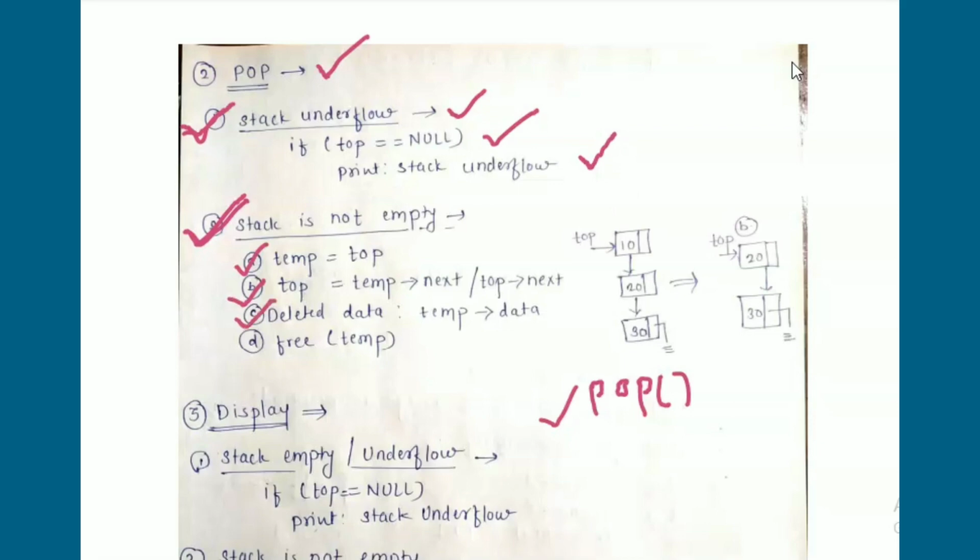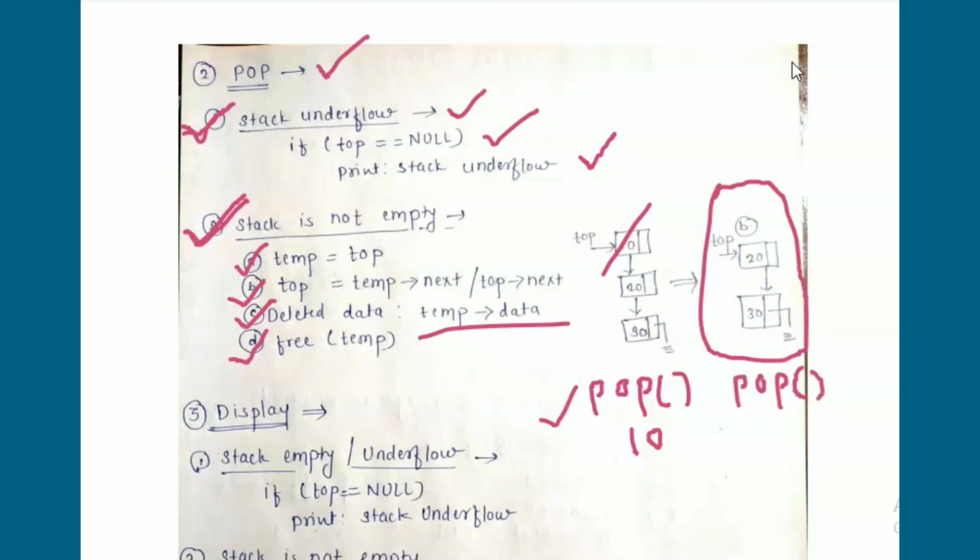After that, if you want to print the data, you can print the temp data so that you are able to find out which data is deleted from the top of the stack. So in that case, 10 will be the output you can print. After that, whatever memory is allocated for this node 10, we want to free it. So for that, the free(temp) call will be given.